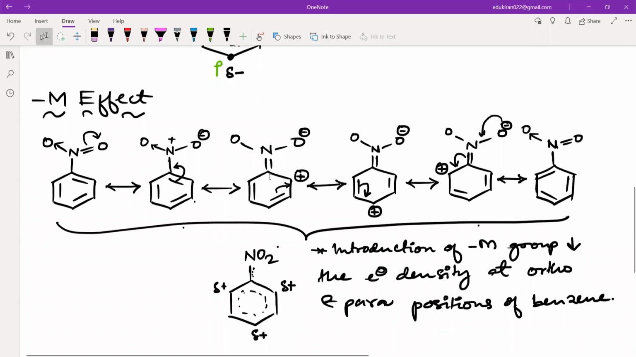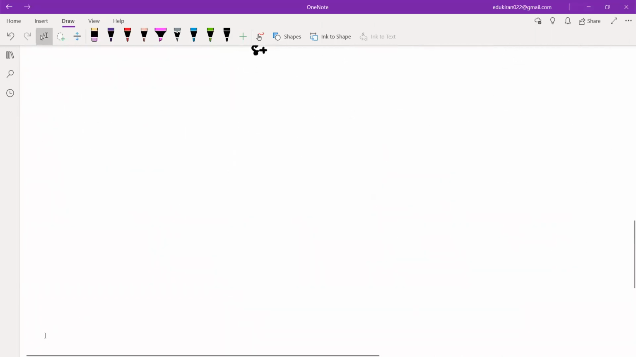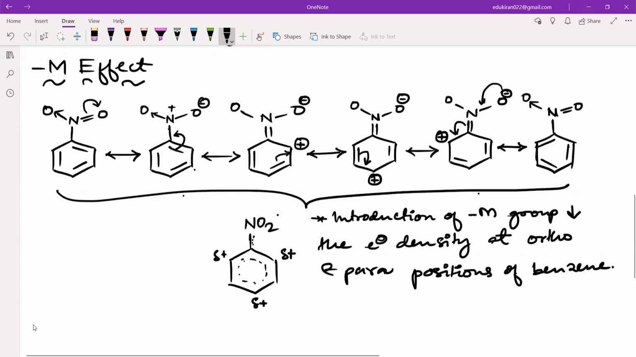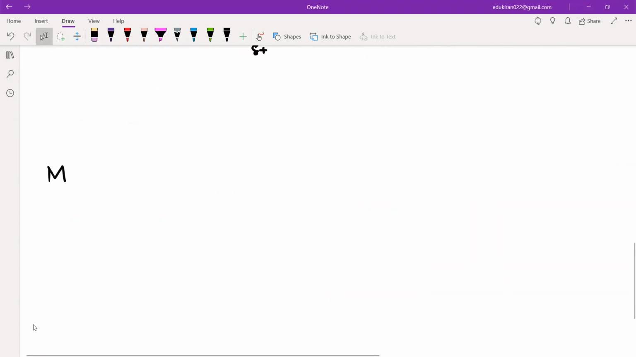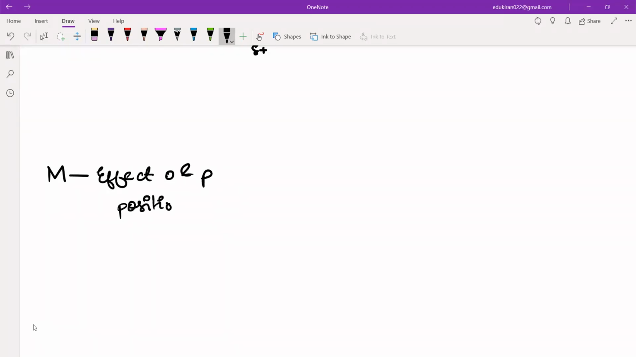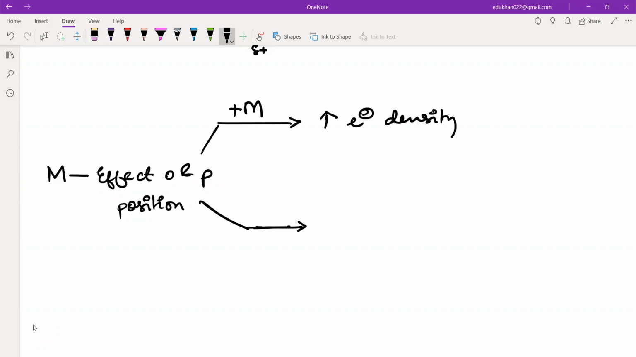Okay. Now we know these two things that you can summarize. If you have benzene, then both of these things, plus M and minus M, that is, if you have a mesomeric effect, then it is going to affect the ortho and para positions, right? It is not affecting the meta position. Now, if there is plus M, then it is increasing the electron density at ortho and para. If you have minus M, then it is decreasing the electron density only at ortho and para, not at meta.